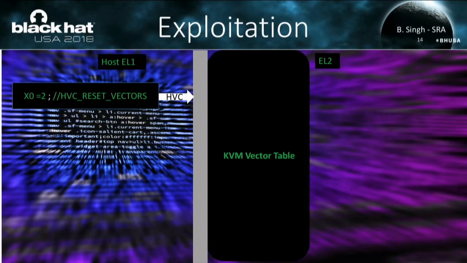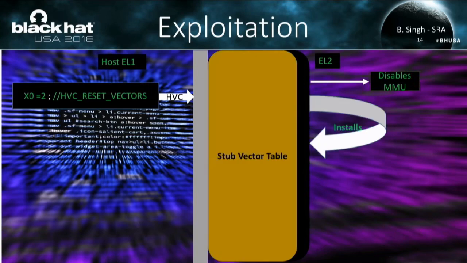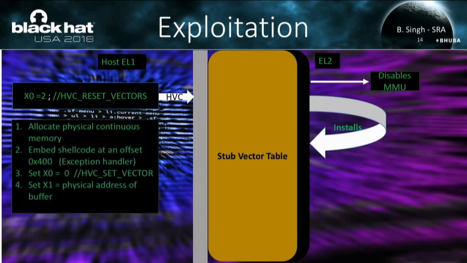This HVC will be handled by the KVM vector table, because the KVM vector table is registered as the exception vector table. The handler of the KVM vector table will disable the memory management unit of EL2, and after that it will install the stub vector table back into the system. So now the stub vector table is back in action. After this, the attacker will allocate physically contiguous memory. Physically contiguous memory is needed because the memory management unit of EL2 has been disabled, and the attacker wants to register that memory as an exception vector table for EL2.